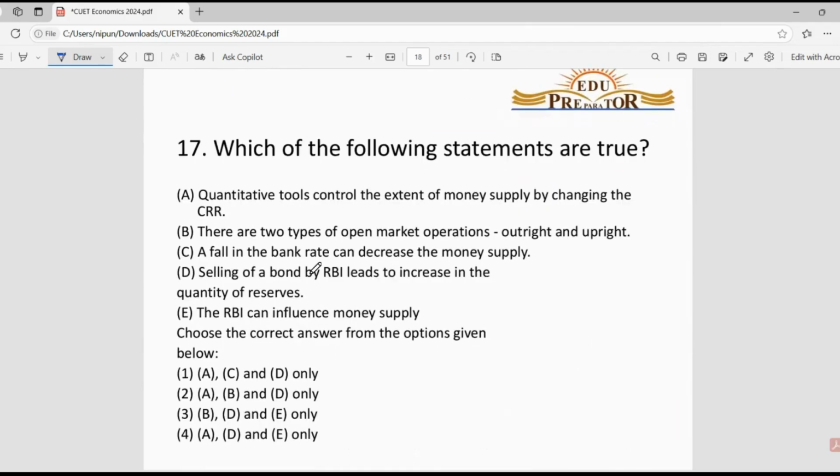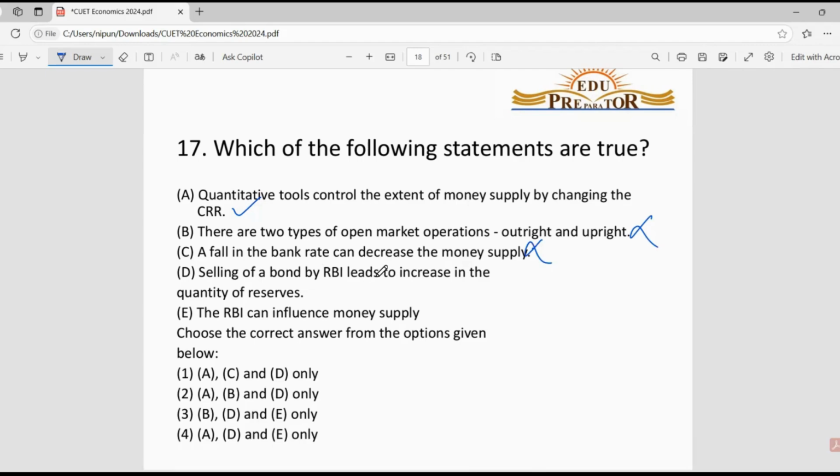Let's come to the next question. Which of the following statements are true? Quantitative tools control the extent of money supply by changing CRR. You are aware that cash reserve ratio is a type of quantitative tool. That means statement A is correct. There are two types of open market operation, outright, upright. No, this is an incorrect statement. A fall in the bank rate can decrease money supply. No, if the bank rate falls, you know credit becomes cheaper, because of which money supply increases. So this statement is also incorrect.